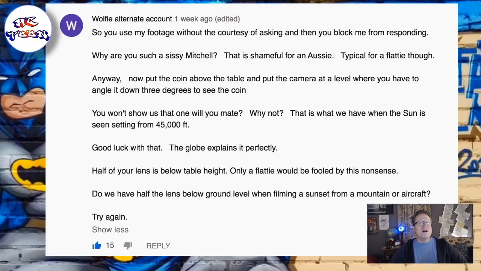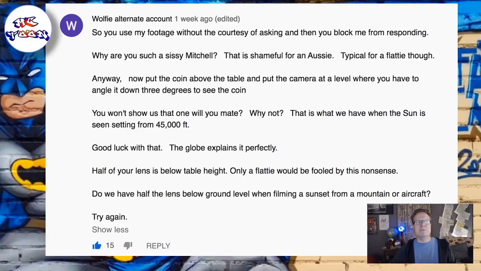And here we see one from Wolfies 20. He had to use his separate account because Mitchell from Australia decided he was in favor of censorship. And I thought flat earthers were not in favor of it. I guess it's a little inconsistent there. So Wolfie's saying, "You use my footage without the courtesy of asking, and then you block me from responding. Why are you such a sissy, Mitchell? This is shameful for an Aussie. Typical for a flatty, though."